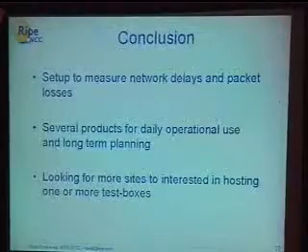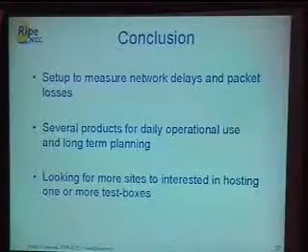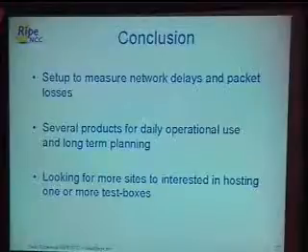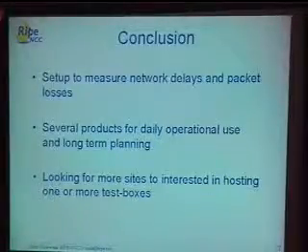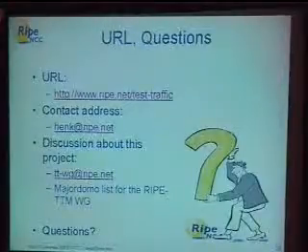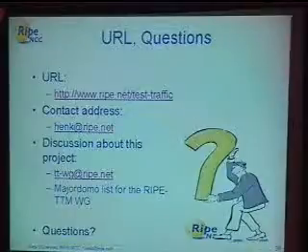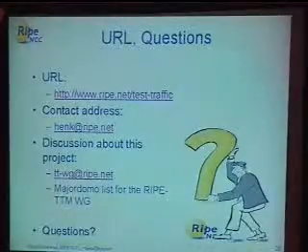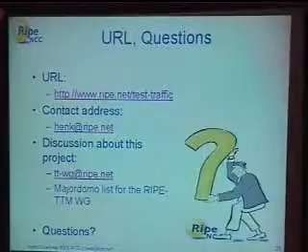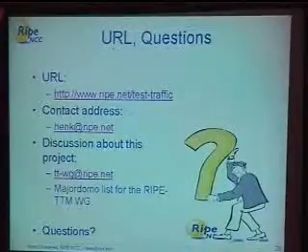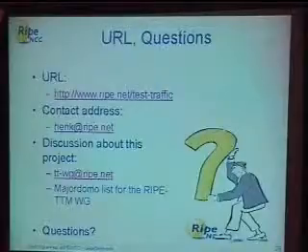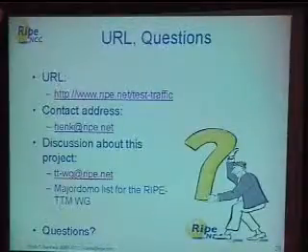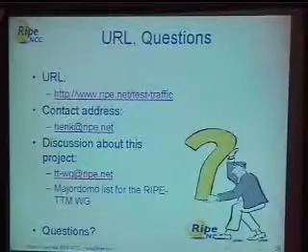So, to conclude, I've shown that we have a setup to measure network delays and packet losses. We have products for daily use, and we're always looking for more sites interested in hosting one of our boxes. And just to finish off with the contact information, the project has its URL, it's above. If you want more information, just contact me. And if you want to participate in the discussion about the development of this project, you can subscribe to the mailing lists hosted at the RIPE-NCC for the working group inside RIPE that discusses this project. And with that, I'd like to open the floor for questions. Thank you.